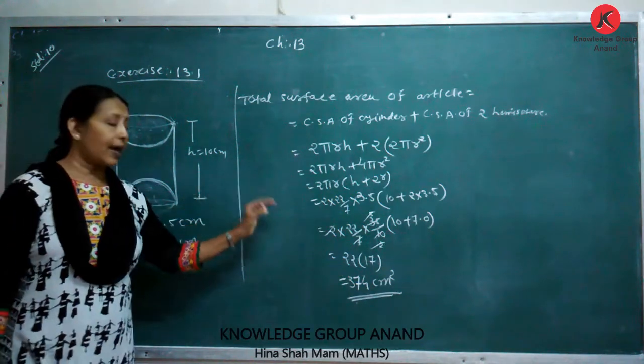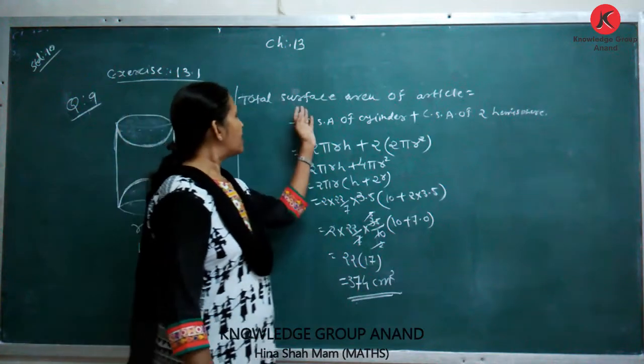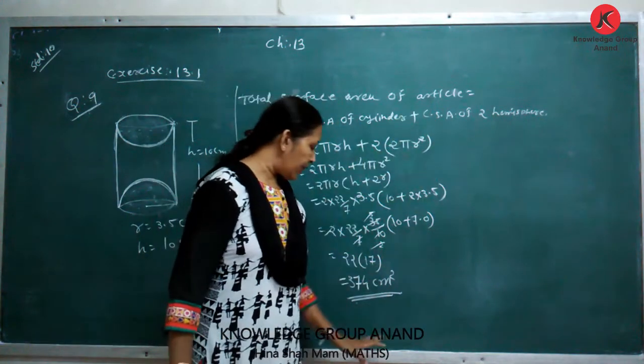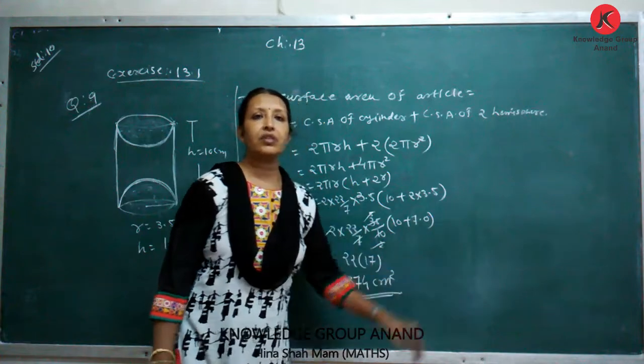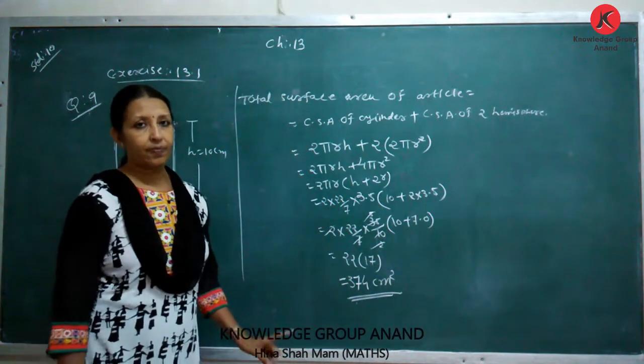Then at last you write the statement: the total surface area of the article is equal to 374 centimeter square.